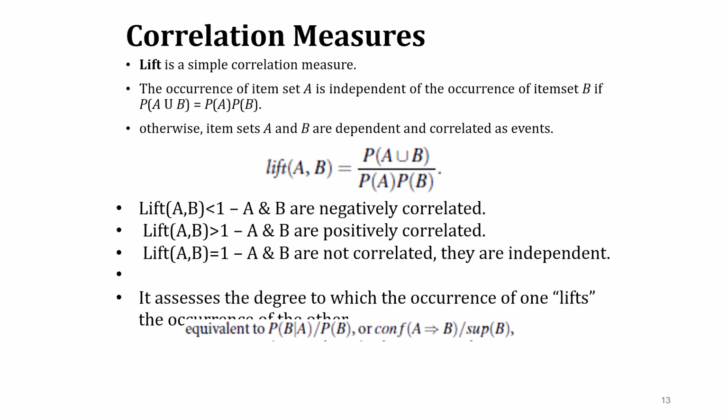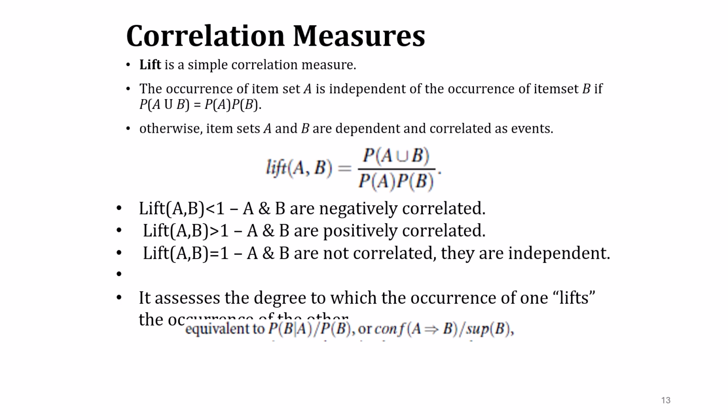The occurrence of item set A is independent of the occurrence of item set B if P(A union B) equals P(A) times P(B). Otherwise, item sets A and B are dependent and correlated as events. Lift of A, B can be calculated as P(A union B) divided by P(A) times P(B).